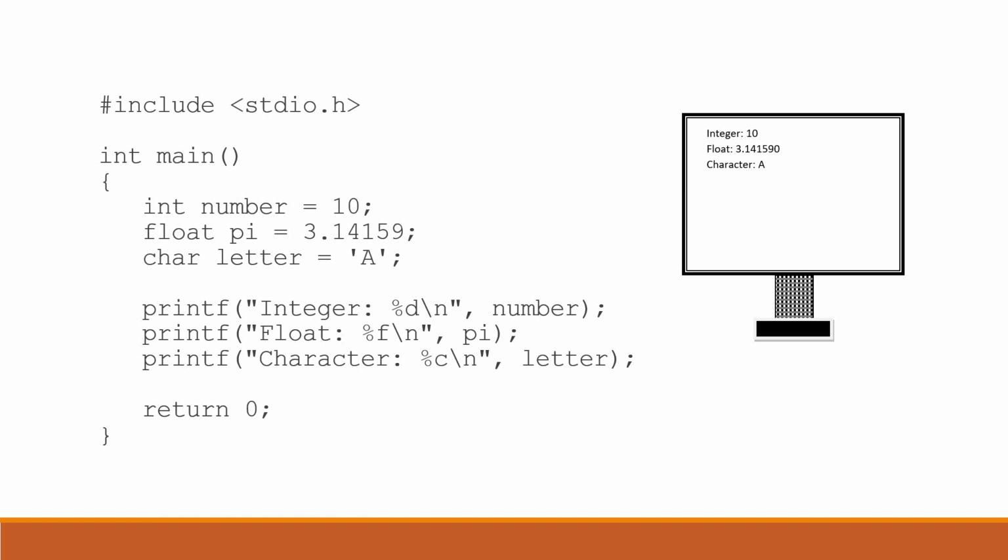return 0. This statement indicates that the main function has finished executing and signifies successful termination of the program. The closing curly brace marks the end of the function body.